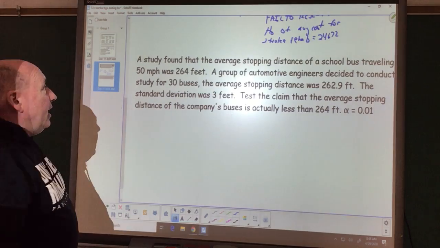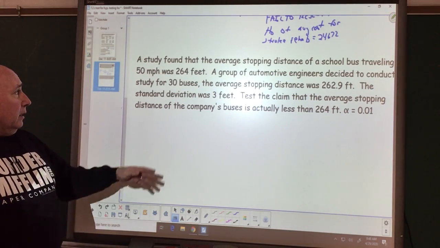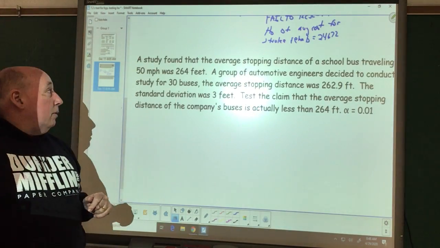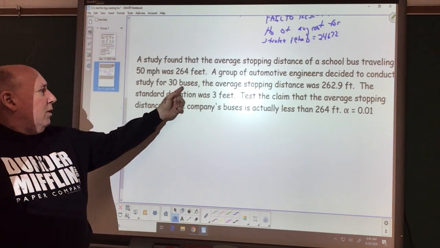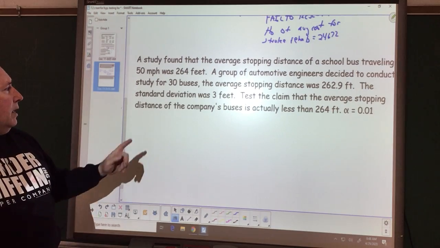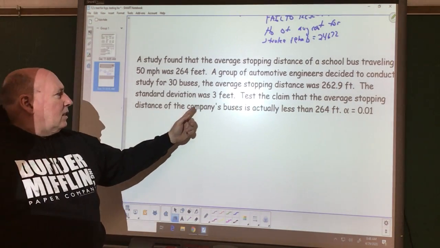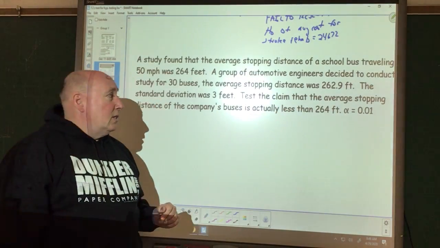A study found the average stopping distance of a school bus traveling 50 miles per hour was 264 feet, which is like the length of a football field or close to it. A group of automotive engineers decided to conduct a study of 30 buses. Average stopping distance was 262.9. Standard deviation was 3 feet. Tesla claimed the average stopping distance of the company's buses is actually less than 264.